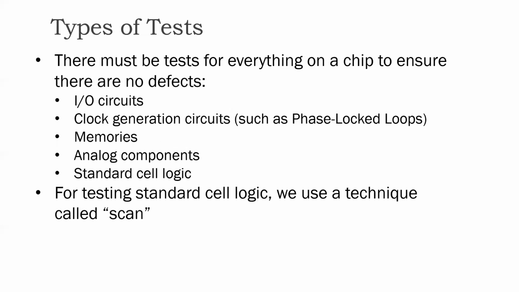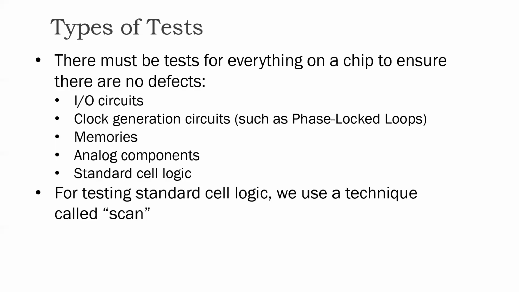Types of tests. There must be tests for everything on a chip to ensure that there are no defects. A chip will always have I/O circuits. These are the circuits through which signals enter the chip or depart the chip. Those are special circuits often because of various reasons. One reason is that the core voltage on a chip, the VDD, may be different from the voltage that you use outside the chip. So these I/O circuits will do level conversion from, let's say, 1 volt on the core to 3.3 volts outside. That's an example of a feature in an I/O circuit.